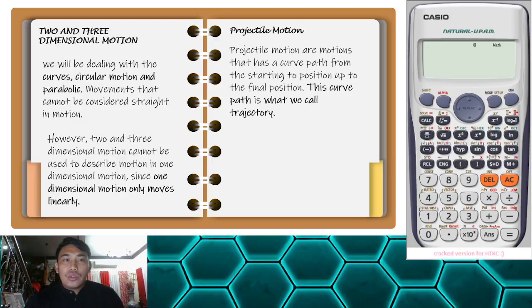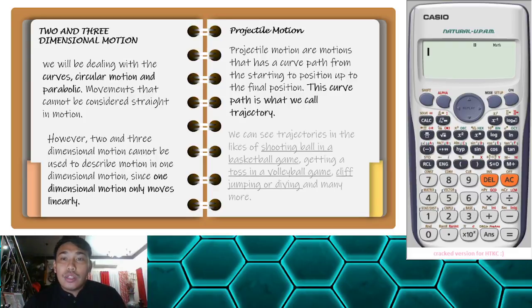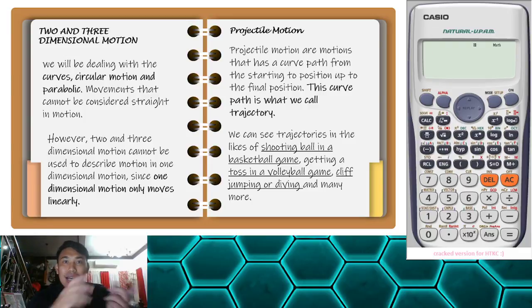Okay, so two and three dimensional motion can be seen as a projectile motion. So projectile motions are motions that have a curved path from the starting position until the final position. This curve path is what we call the trajectory. Normally, examples of those trajectories are the pathway of the basketball when shot from a distance, or even in a short range, it can be seen as a curve path.